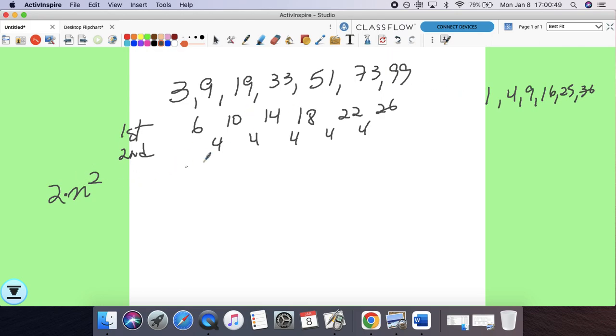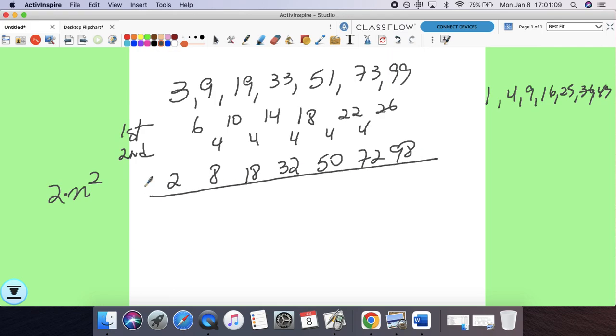So 1 times 2 is 2, 4 times 2 is 8, 9 times 2 is 18, 16 times 2 is 32, 25 times 2 is 50, and 36 times 2 is 72. And we have one more, 49 times 2, which is 98. Then we have to subtract. 3 minus 2 is 1, 1, 1. Oh my god. So our expression is 2n squared, and guess what?